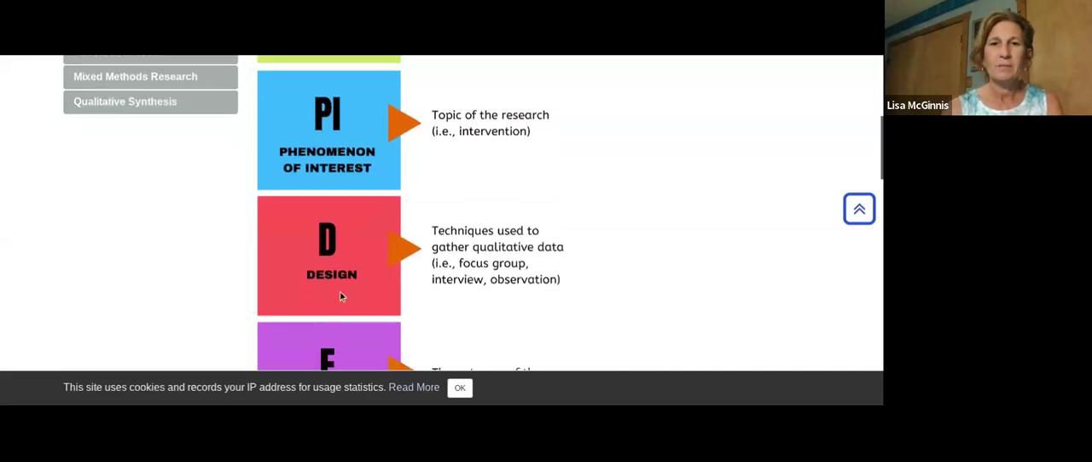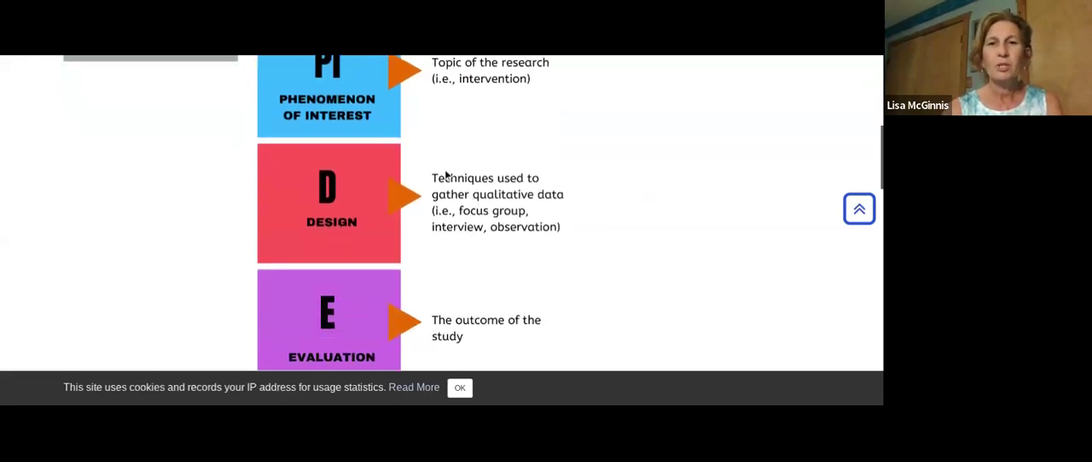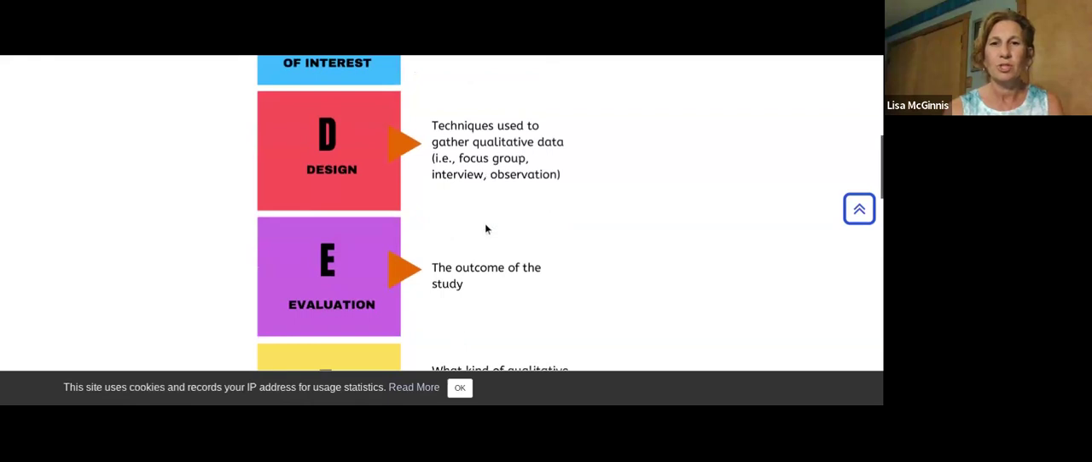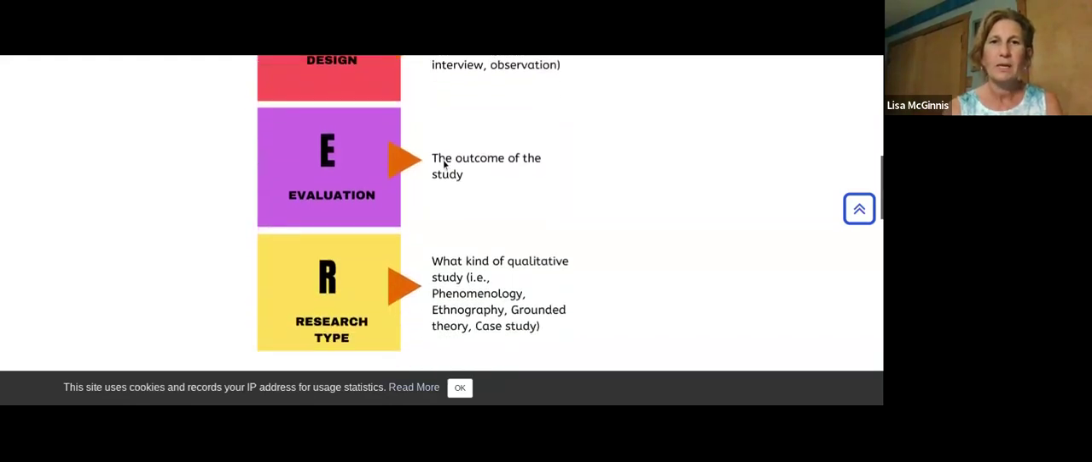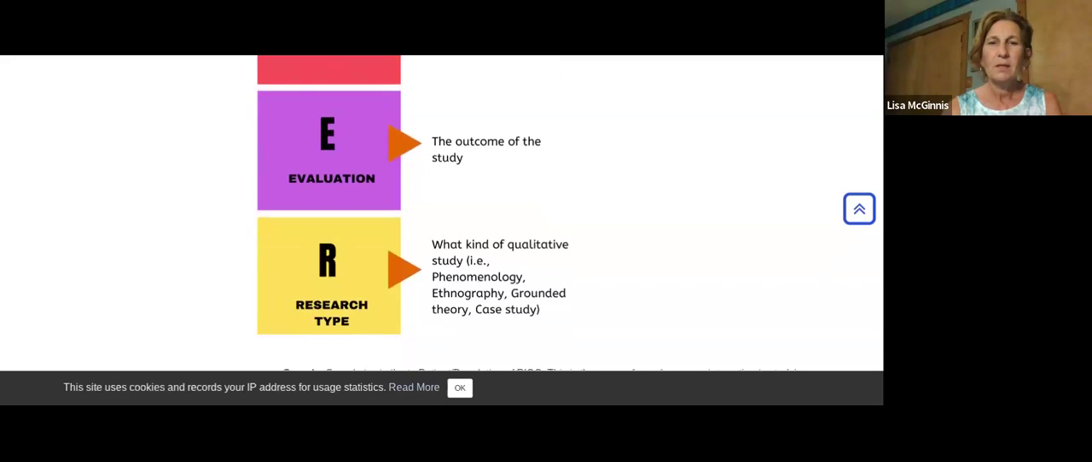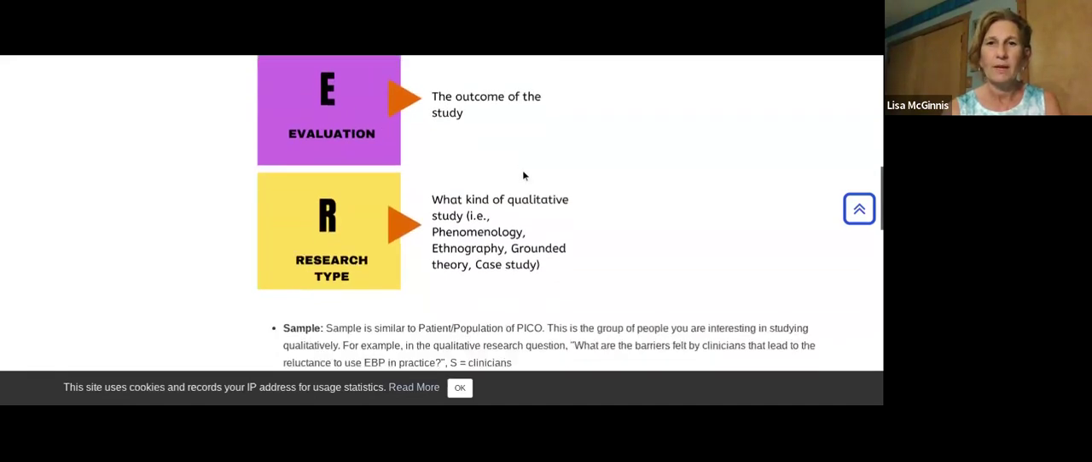The design. So here is where I'm going to want to see that you understand the actual research design, and how you're collecting that data. Again, we talked about there's a lot of different ways that we can collect data. That's what I want to see here, is how that's happening within the study. The outcome of the study, this is actually your last question in your Blackboard, and we'll look at that.